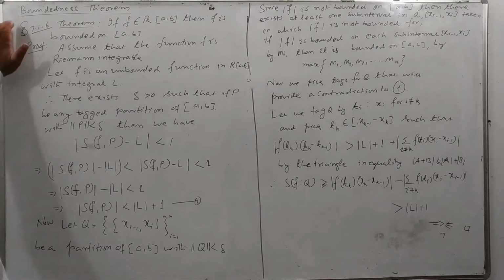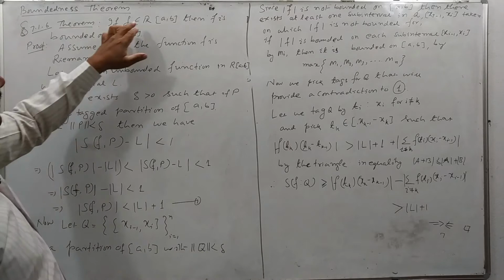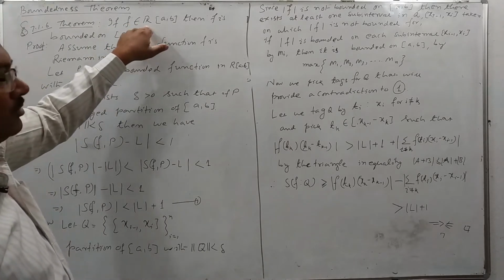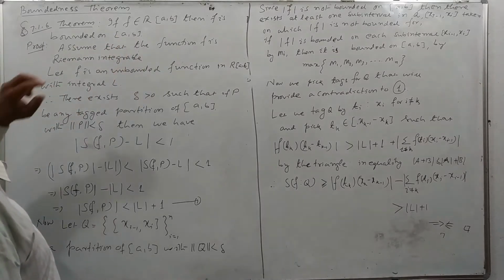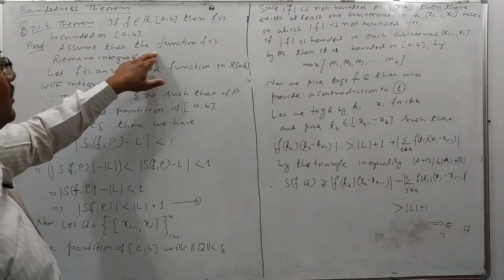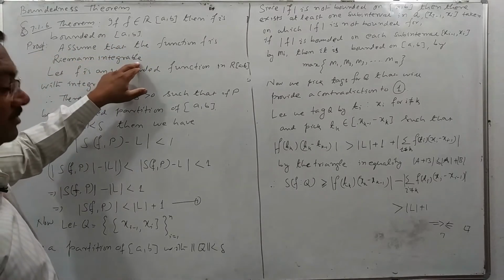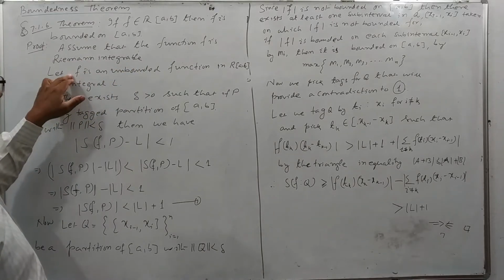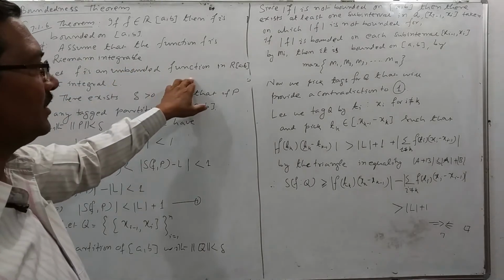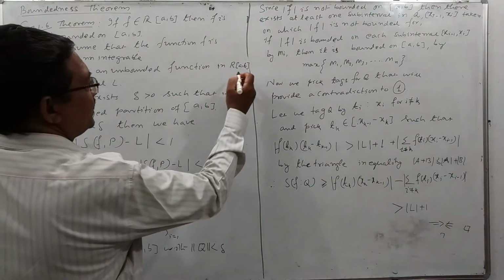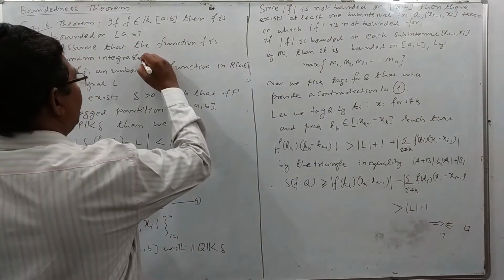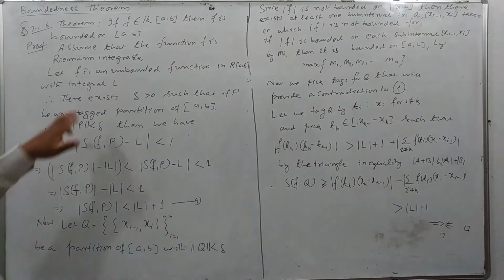You see here the boundedness theorem. If f is Riemann integrable on the closed interval [a, b], then f is bounded on the closed interval [a, b]. Assume that the function f is Riemann integrable. Let f be an unbounded function that is Riemann integrable on [a, b] with integral L.